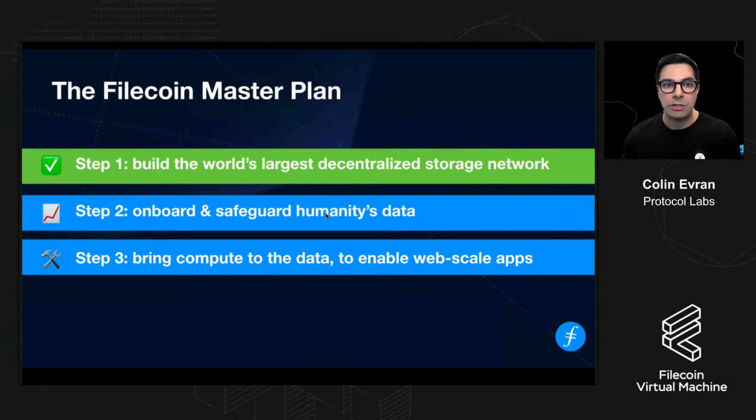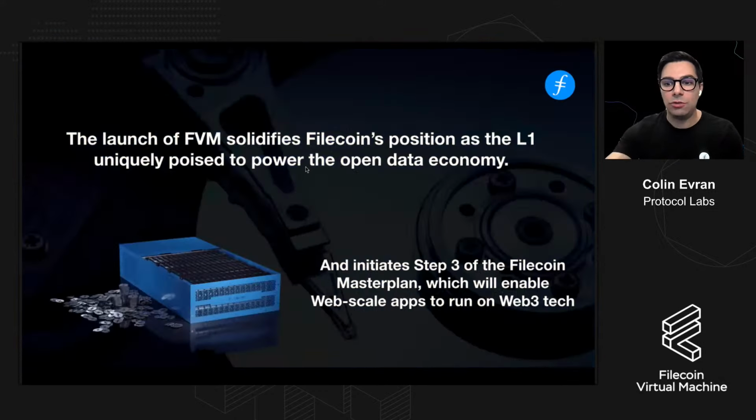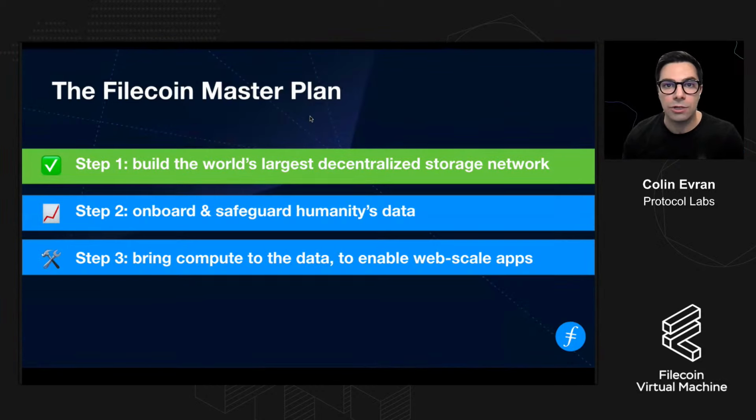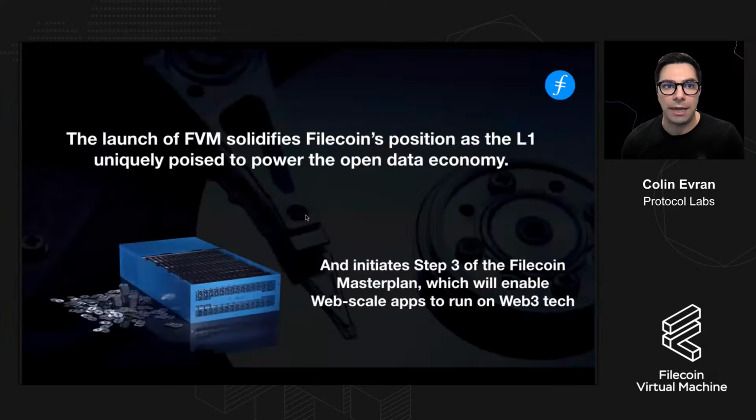And so that's the Filecoin master plan. Step one is to build the world's largest decentralized storage network. Step two is to onboard and safeguard humanity's data. And step three is to bring compute to that data to enable web scale applications. And the launch of FVM today really solidifies Filecoin's position as the L1 uniquely poised to power the open data economy. It initiates step three of the master plan, which will enable, in turn, web scale applications to run on Web3 tech.